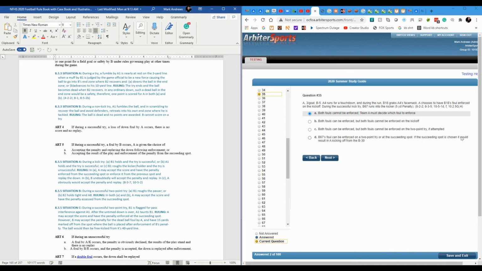If the succeeding spot is chosen, it would result in A kicking off from the B30. This is the gotcha part of it. Well, there's a lot of gotchas here actually. But if we read roughing the kicker, or if we read the question that there were 2 15-yard penalties, then they would be kicking off from the B30. But this is actually a 15 and a 5, which would result in kicking off from the B40. And that's the only reason that D isn't true, is simply because of the yardage penalty.